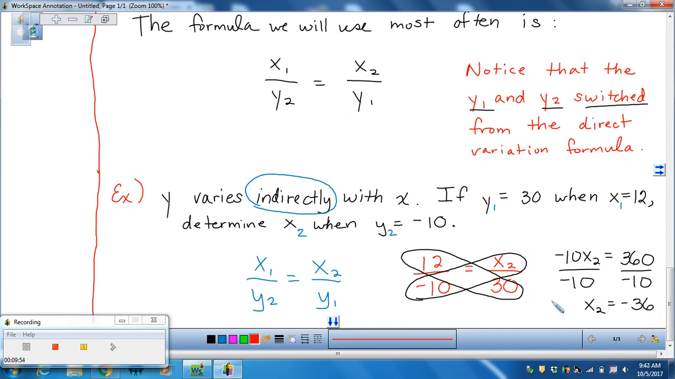And that is how you solve an inverse variation problem. So go ahead and pause, finish copying your notes, and then begin working on your direct and inverse variation problems.